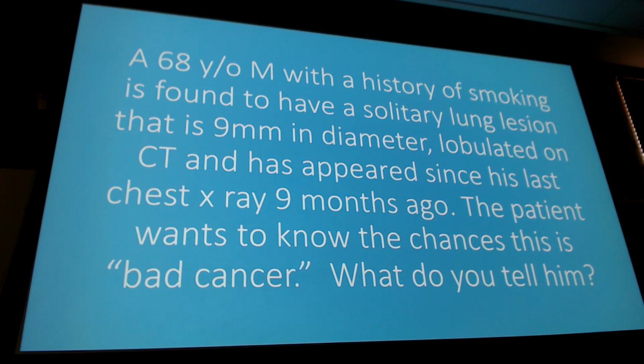So the things that tell you on it, first of all, I went from nothing to a 9 millimeter mass in 9 months. That's a concern, okay? I have solitary lung lesion. He's a history of a smoker. He's older. Okay? Those are all things to be concerned about. I can't give you a test question like that. I just want you thinking high risk versus low risk.